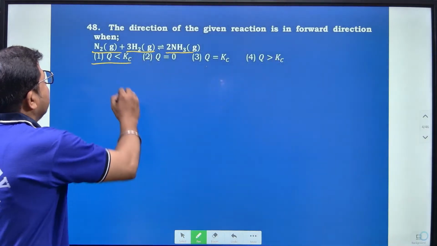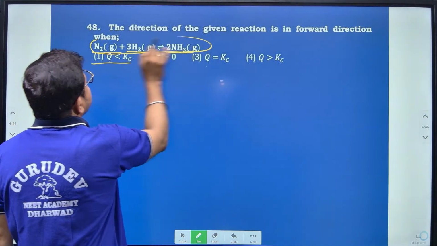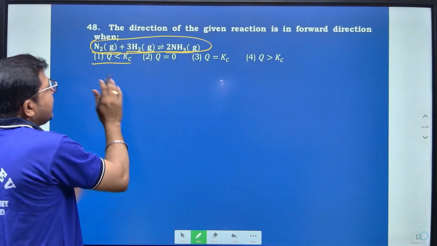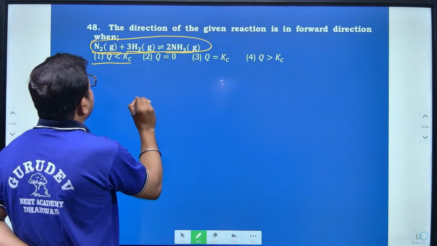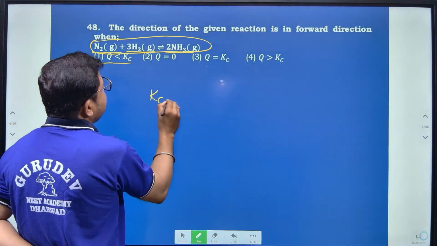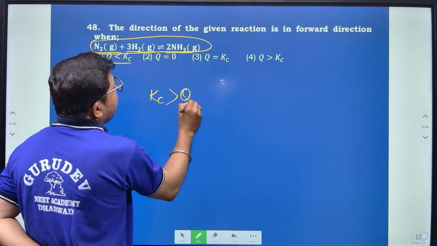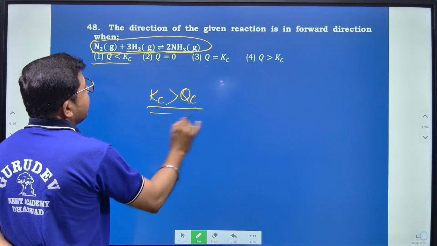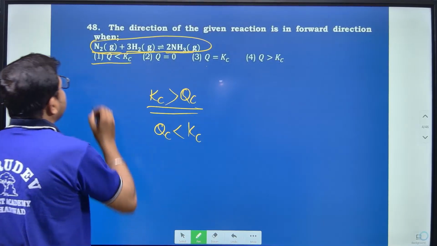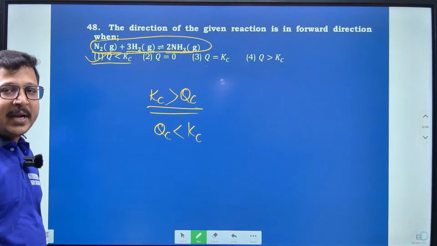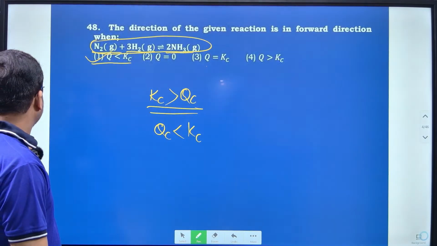But here, according to this reaction, when the reaction proceeds in the forward direction, the value of Kc is greater than the reaction quotient, hence Qc is less than Kc is the answer. The right option is the first one.